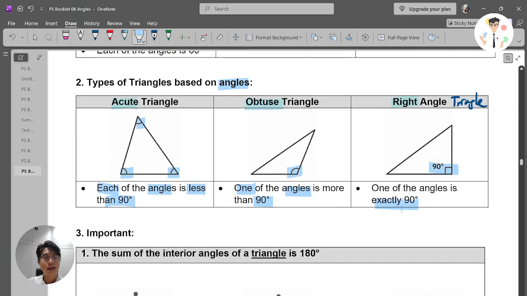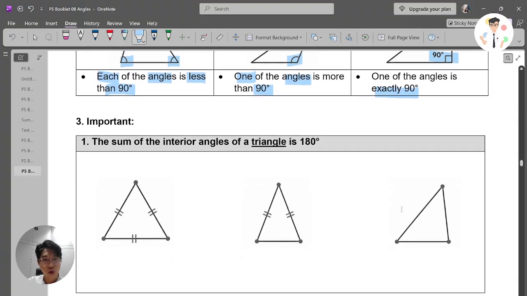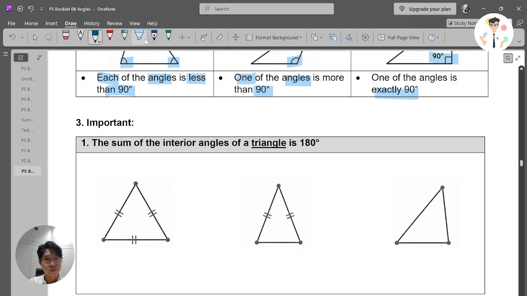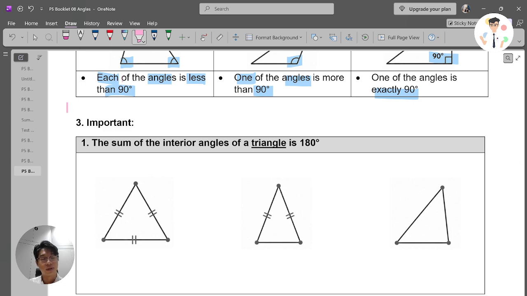Last but not least is something very, very important to know. In order to do questions about angles in a triangle, you must know that the sum of the interior angles, meaning the angles inside the triangle, is always 180. It's always 180. So if you are seeing an equilateral triangle, I know the total is 180, right? But I know here will be the same angle.